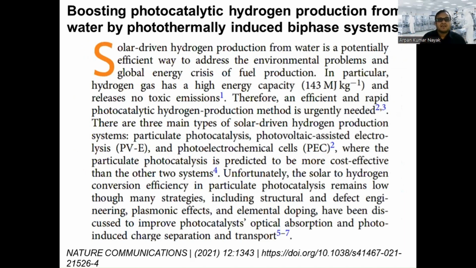present tense. Now you can see that solar driven hydrogen production from water is a potentially efficient way to address. So present tense they mention. Similarly, the next sentence: in particular, hydrogen gas has a high energy capacity and releases no toxic emissions. Present tense. Next, therefore, an efficient and rapid photocatalytic hydrogen production method is urgently needed. Next, there are three main types of. So all should be present tense. When you write your introduction section, that should be present tense.